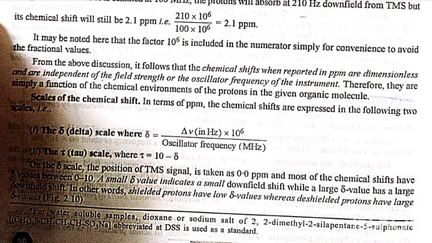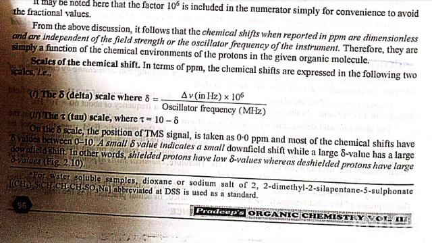It may be noted here that the factor 10 to the power 6 is included in the numerator simply for convenience, to avoid fractional values. From the above discussion, it follows that chemical shifts, when reported in parts per million, are dimensionless and independent of the field strength or the oscillator frequency of the instrument. Therefore, they are simply a function of the chemical environment of the protons in the given organic molecule.